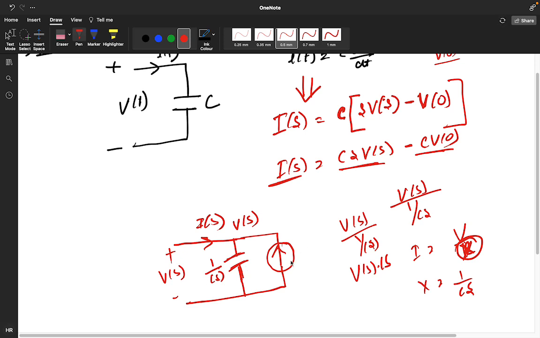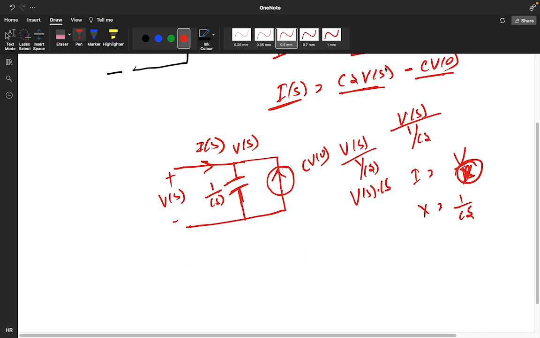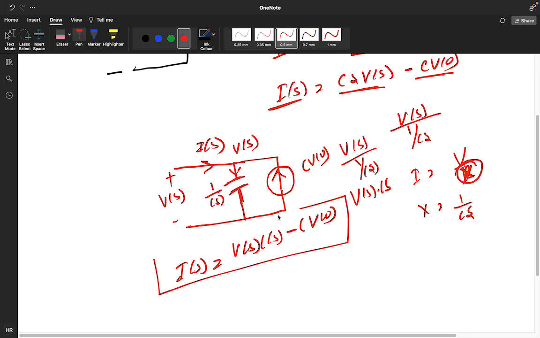And what will be the value of this? This is simply CV of 0. So what current will you get? See the equation and match. I of S: incoming current, outgoing current. This is your incoming current, this is your outgoing current. So the outgoing current is V of S into C of S, and the other current is incoming, so a minus sign will come, CV of 0. Understood?